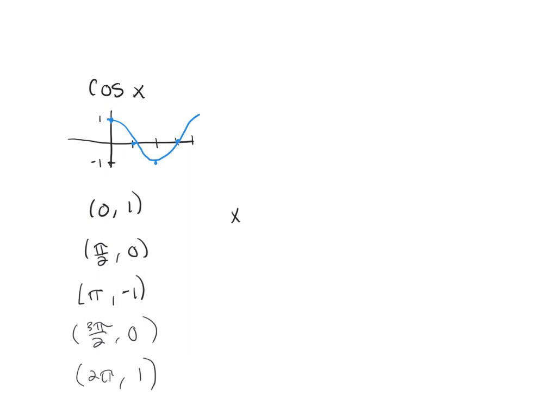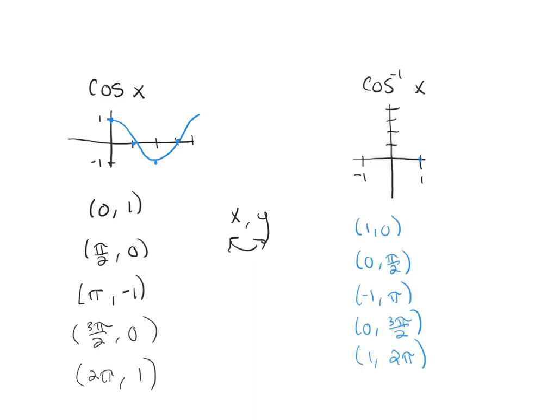So now let's switch the x and y and graph. Switching the x and y, and then if we graph, I've got the points (1, 0), (0, pi over 2), (negative 1, pi), then it goes back. So once again, just like sine, it's not going to be a function. It's going to break that vertical line test.